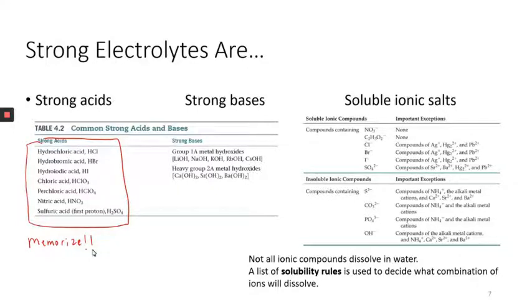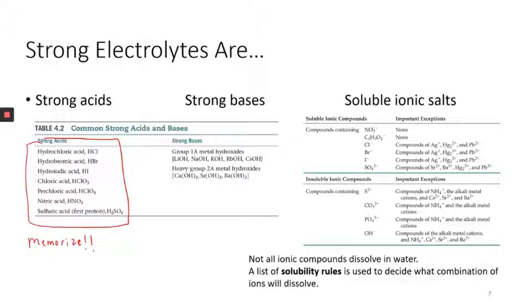Okay, strong bases also form strong electrolytes. And your strong bases are your group 1 metal hydroxides, and a few of your group 2s: calcium hydroxide, strontium hydroxide, and barium hydroxide. If your ionic compound is soluble, it will form an electrolyte, okay?